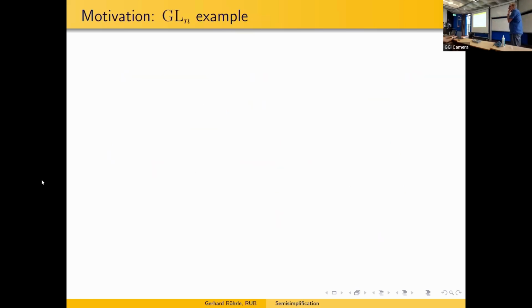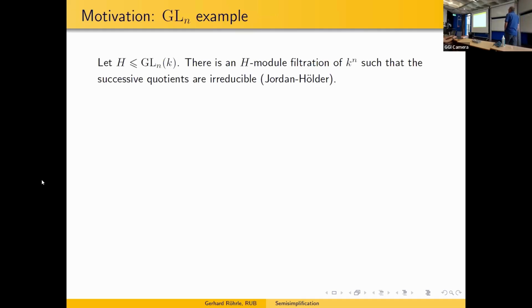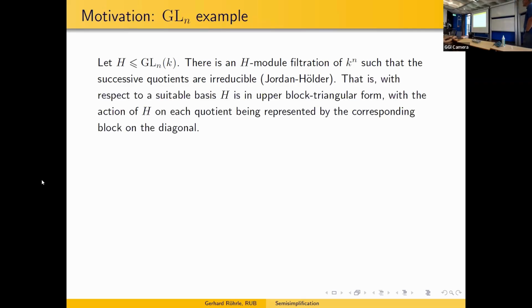So let's do this for GL_n. The mother or father of all examples is always GL_n. We comprehend the example, we know what's going on. So I have a subgroup, and I can look at a filtration of this module. It stabilizes a flag, and with respect to a suitable basis I can put it into upper block triangular form. That's the embedding of this group into GL_n, with the quotients being the block diagonals, which are the semi-simple bits.